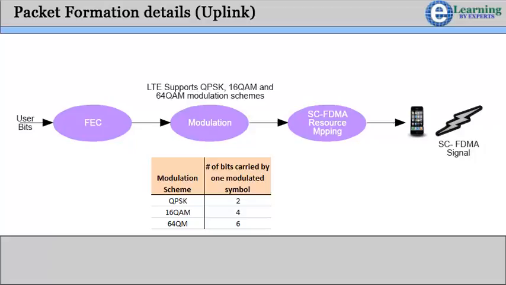SC-FDMA mapping is different than downlink OFDM mapping. In SC-FDMA, modulation symbols are spread by a discrete Fourier transform or DFT function before mapping the modulation symbols to input subcarriers on the IFFT.